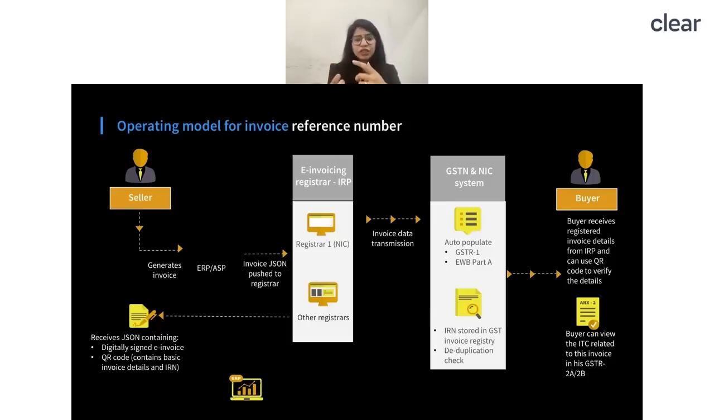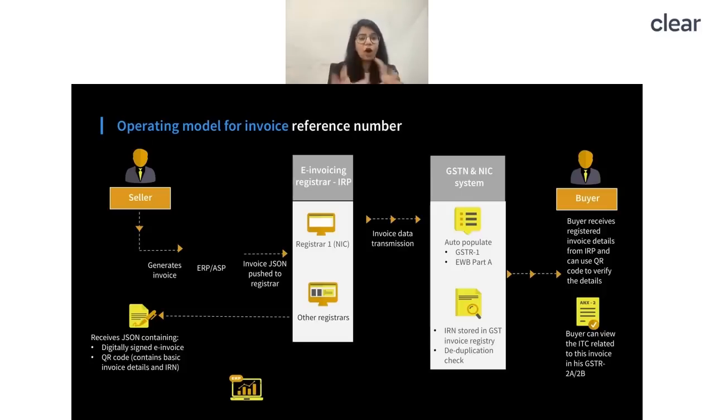Once you push this information, they will check the authenticity and run some sort of validation, whether everything is correct or not, and that this invoice was not generated earlier. Once they feel that everything is fine and the information you have given is good, in return they will give you a JSON file known as a digitally signed e-invoice along with the QR code. So they will give you an IRN number along with the QR code, which you have to print on the invoice, and you can just give it to the customer.